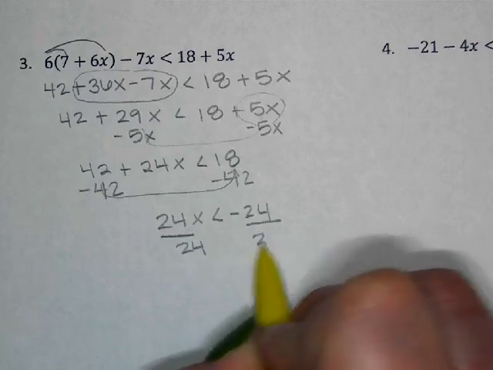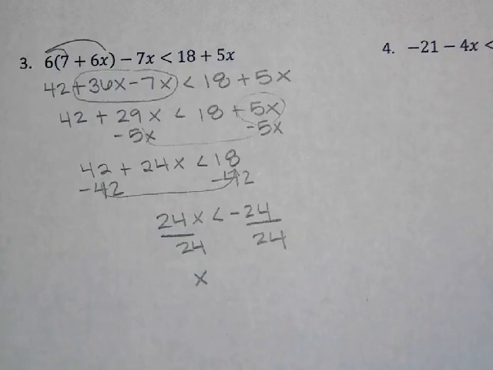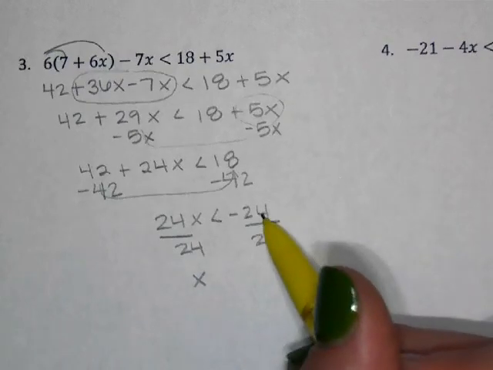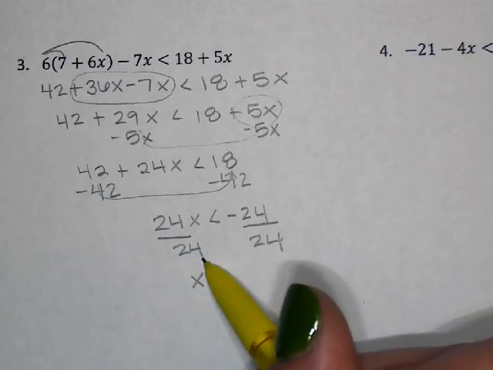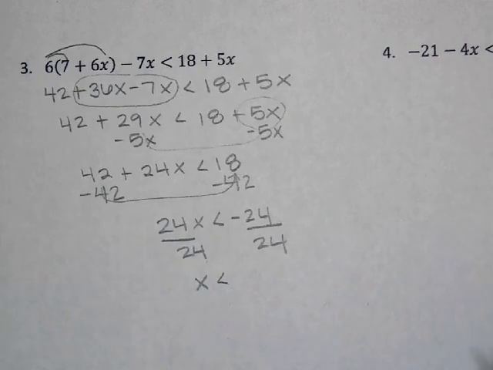Is it gonna flip our symbol? No. Why not? You're not dividing by a negative. Yeah. So the 24 over here happened to be negative, but the 24 that we divided by was positive. So we don't have to flip our symbol. So x is less than negative 1. Perfect.